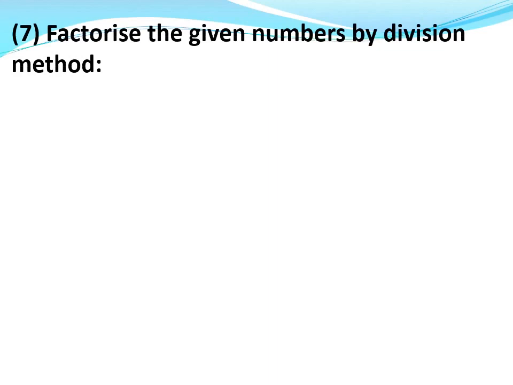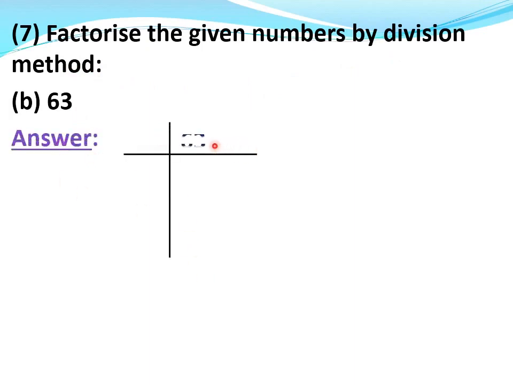Now question number 7. Factorize the given numbers by division method. B part: 63. Factorize 63 by division method. Answer. Make lines like this. Write 63 here. Now divide 63 by 2 to check whether 63 is divisible by 2 or not. No, 63 is not divisible by 2. Now divide 63 by 3. Yes, 63 is divisible by 3.